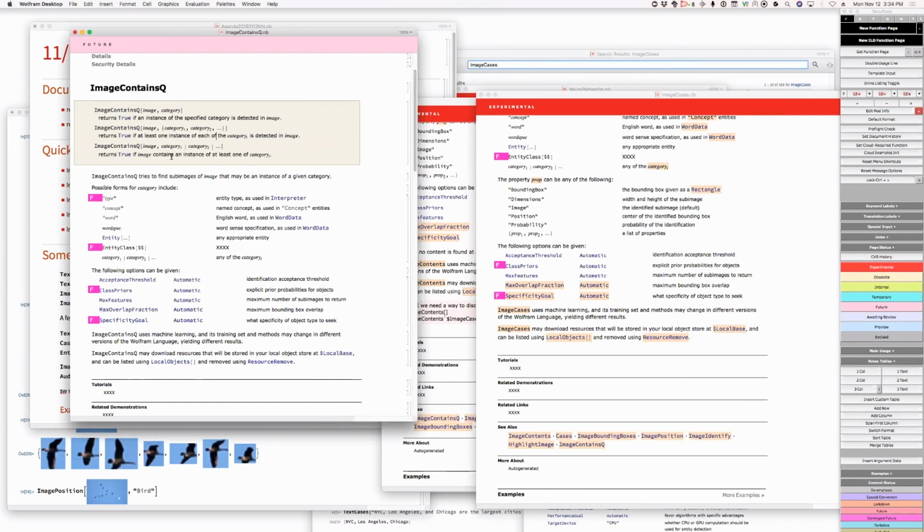So the last one should be at least an instance of at least one category. It contains no. No, that's okay, isn't it?